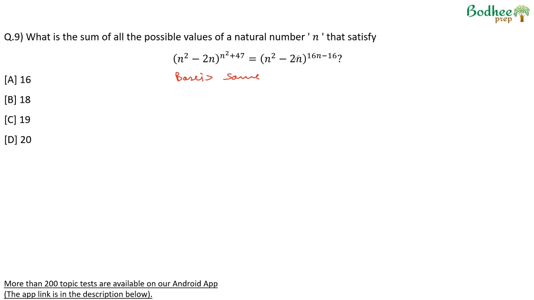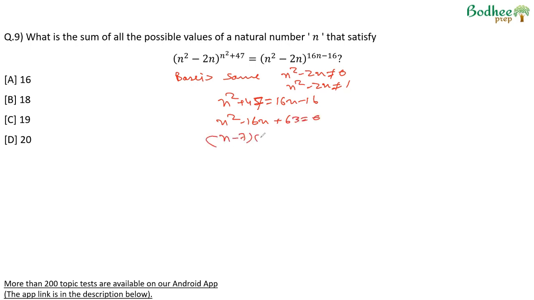N square minus 2n, of course, is the same. So the power is the same, where n square minus 2n is neither 0 nor 1 nor minus 1. Or minus 1 can work, even and odd we'll look at. So n square minus 2n is neither 0 nor 1, but some other value, in which case n square plus 47, the power, has to be equal to 16n minus 16. This becomes n square minus 16n plus 63. 9 sevens are 63. So n minus 7 into n minus 9.